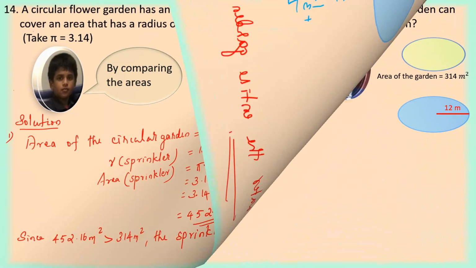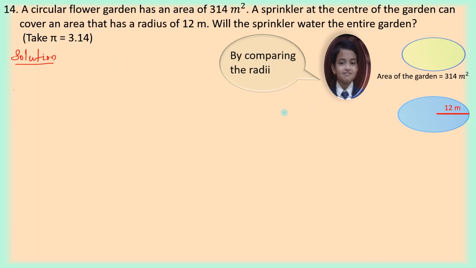Next, let us do this Turkey's way. Turkey said to compare the radii. Here already we have one radius, that is 12 meters. Next we have to find the radius of the garden. So let us write radius. This is the radius of the area that can be covered by the sprinkler. That is equal to 12 meters.